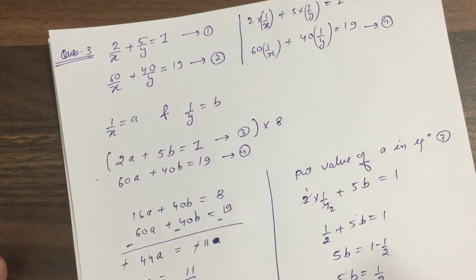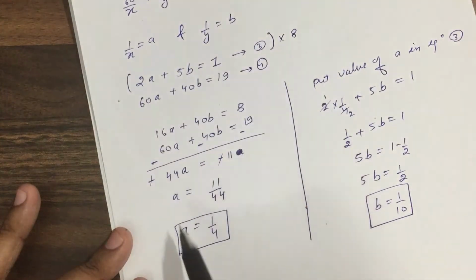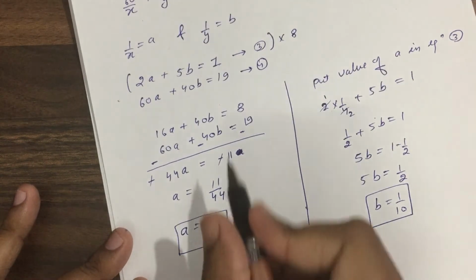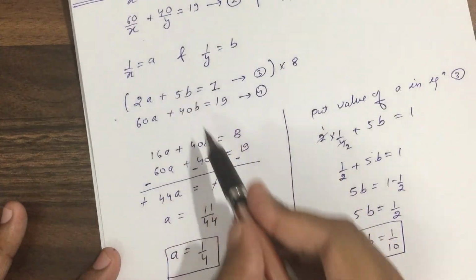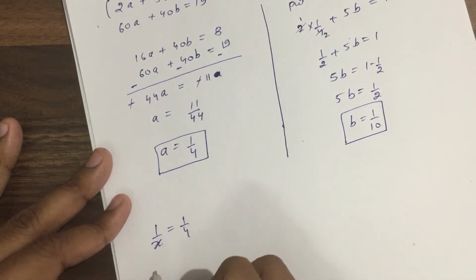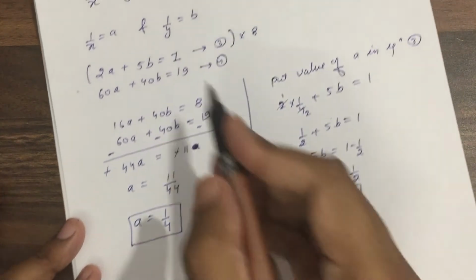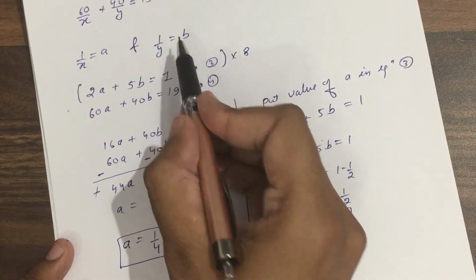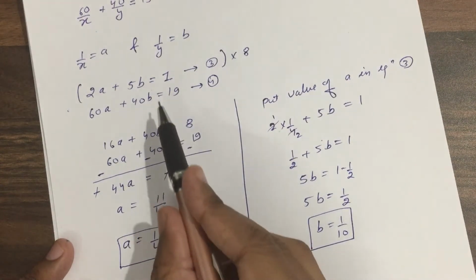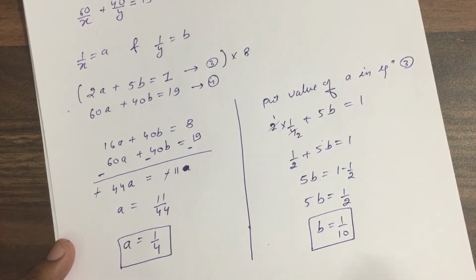Okay? So in order to find the value of x and y, we have 1 upon x is equal to a, but the value of a is 1 upon 4, so we will write 1 upon x is equal to 1 upon 4, cross multiply, this will give you x is equal to 4. Similarly 1 upon y is equal to b, but the value of b is 1 upon 10, so we can write 1 upon y equal to 1 upon 10, so this will give you y equal to 10.